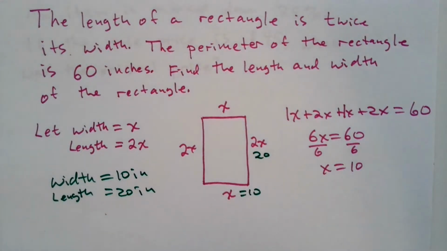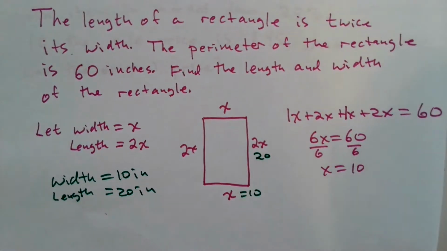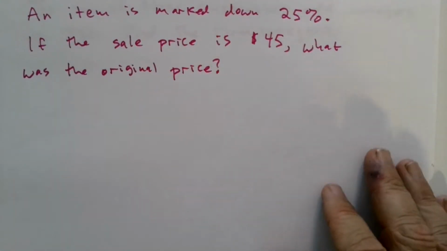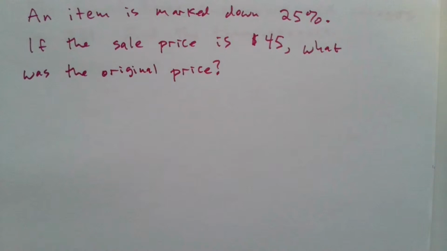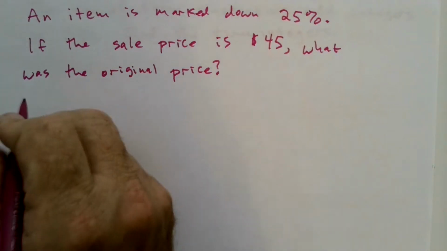All right, take a look at our next question. An item is marked down 25%. If the sale price is $45, that's after the markdown, what was the original price? So we need to think about what we're looking for. Let's define our variable. So we'll say let x be the original price.